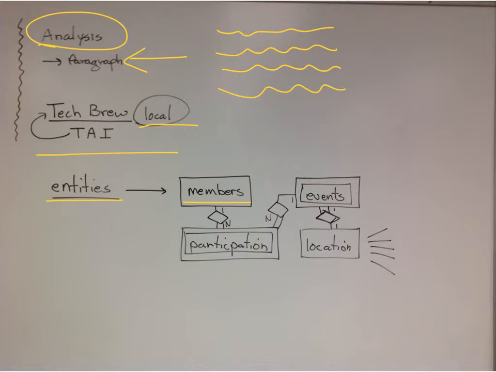Entities, we talked about members, some location, the events dependent upon the location, so that's a weak entity, and participations dependent upon members, and then one to many, many to one, one to one. So we drew a little diagram talking about Tech Brew.